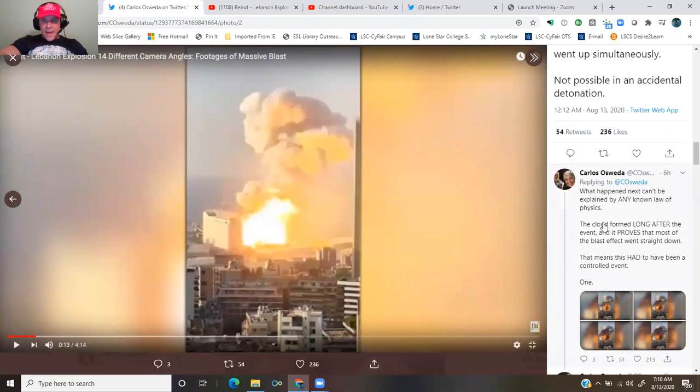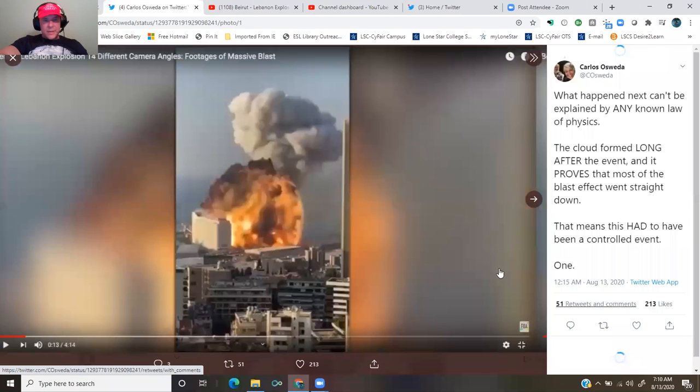What happened next can't be explained by any known law of physics. The cloud formed long after the event, and it proves that most of the blast effect went straight down. That means this had to have been a controlled event.